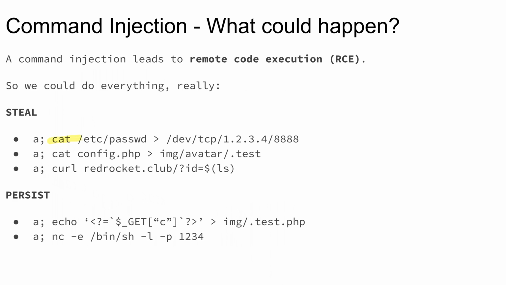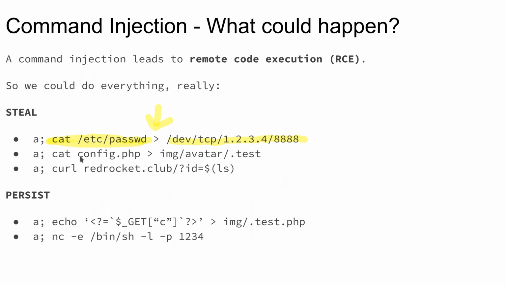Cut just outputs a file to stdout, and this redirects stdout to a file, and we use this magic file that's available in bash. Bash is a shell that's commonly used that sends the output to this IP address at this port. And if we control this IP address, obviously we can read the contents of the file.